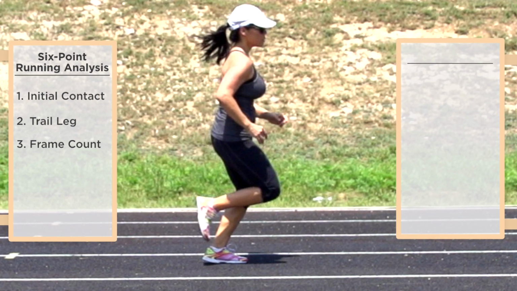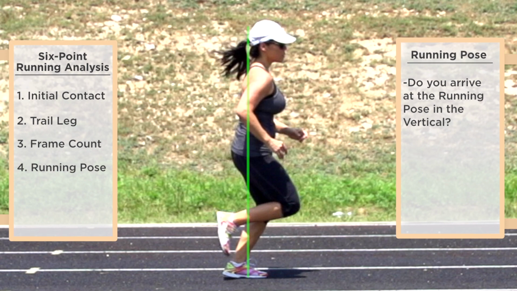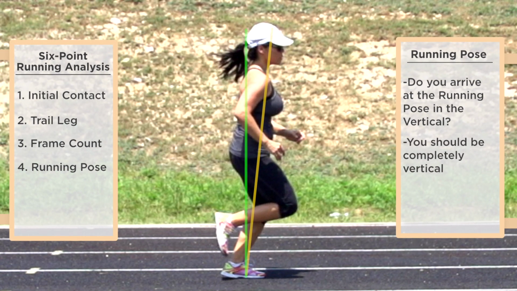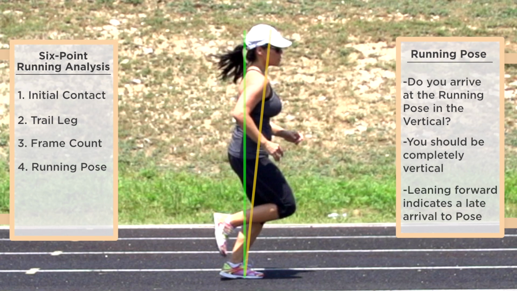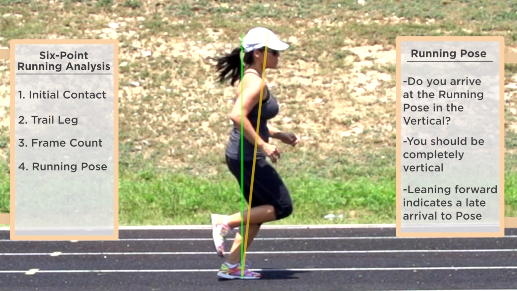The fourth marker is identifying your body position in the running pose. Are you completely vertical at this point, or are you already leaning forward? If you are leaning forward, then you are considered entering the running pose late. This happens because of landing ahead of the body.